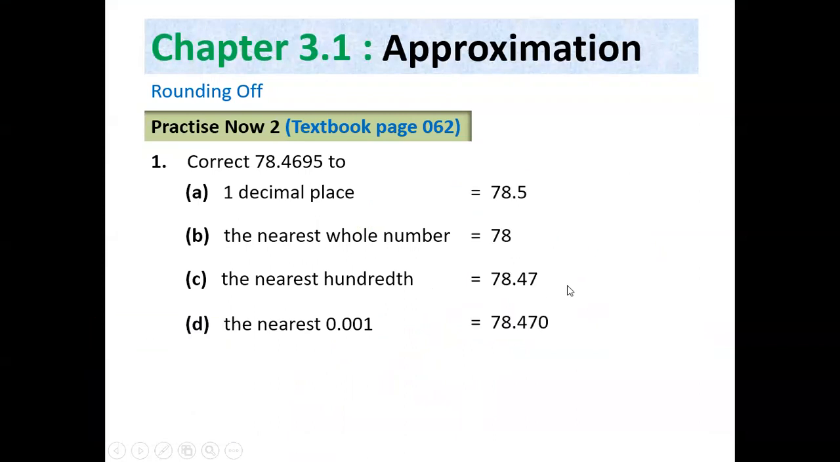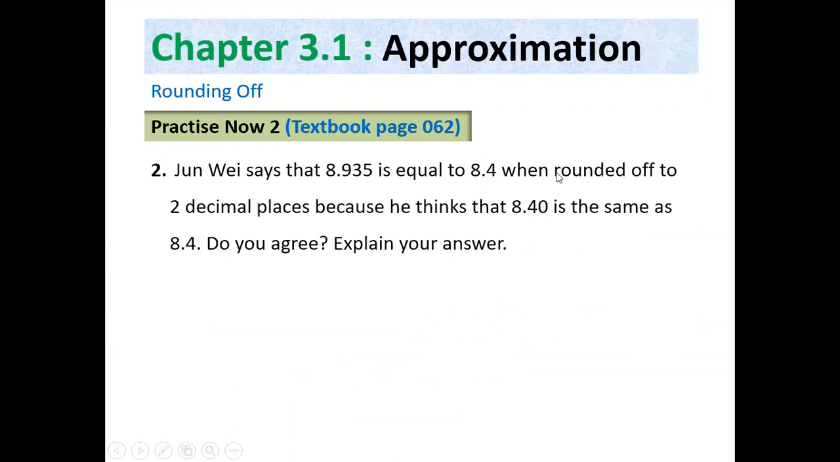See, they just give you the answer, but not the understanding. Okay, now Junwei says that 8.9. This is 8 point, not 8,000. Be careful. We are learning in different units. Yeah, 8 point decimals 395 is equal to 8.4 because he thinks 8.40 is the same as 8.4. Do you agree with this? I have to answer. This is not right.